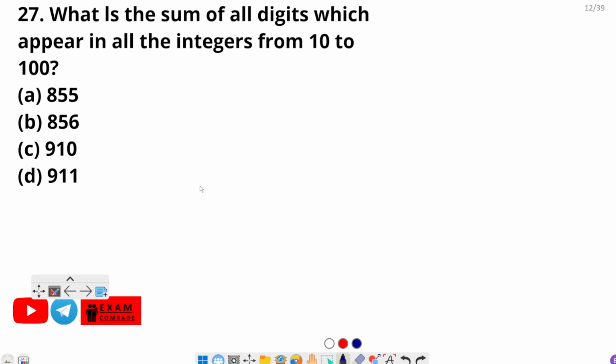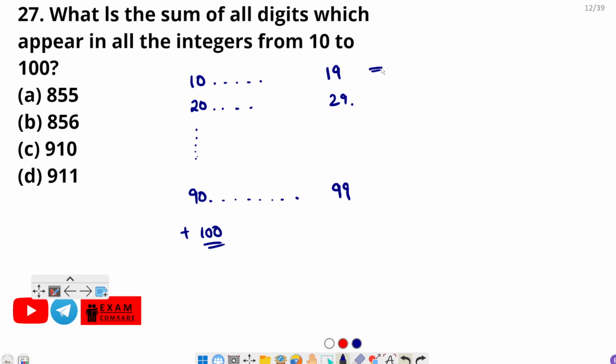What is the sum of all digits which appear in all the integers from 10 to 100? Okay, let's write 10 to 19 here, 20 to 29, so on, 90 to 99 plus 100. Okay, if we find the unit digit sum, unit sum we can write it as 1 is repeated 10 times plus now 0 to 9 plus 0 plus up to 9.